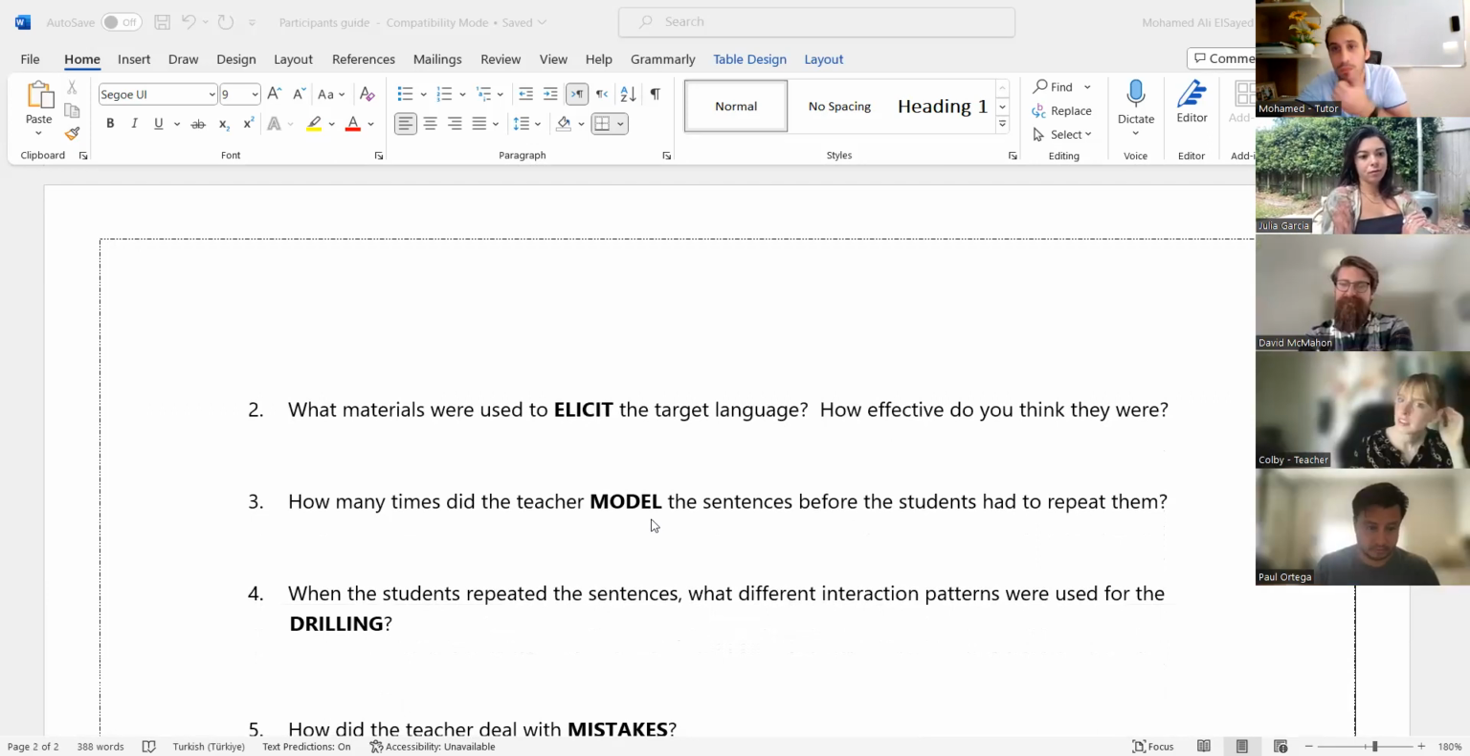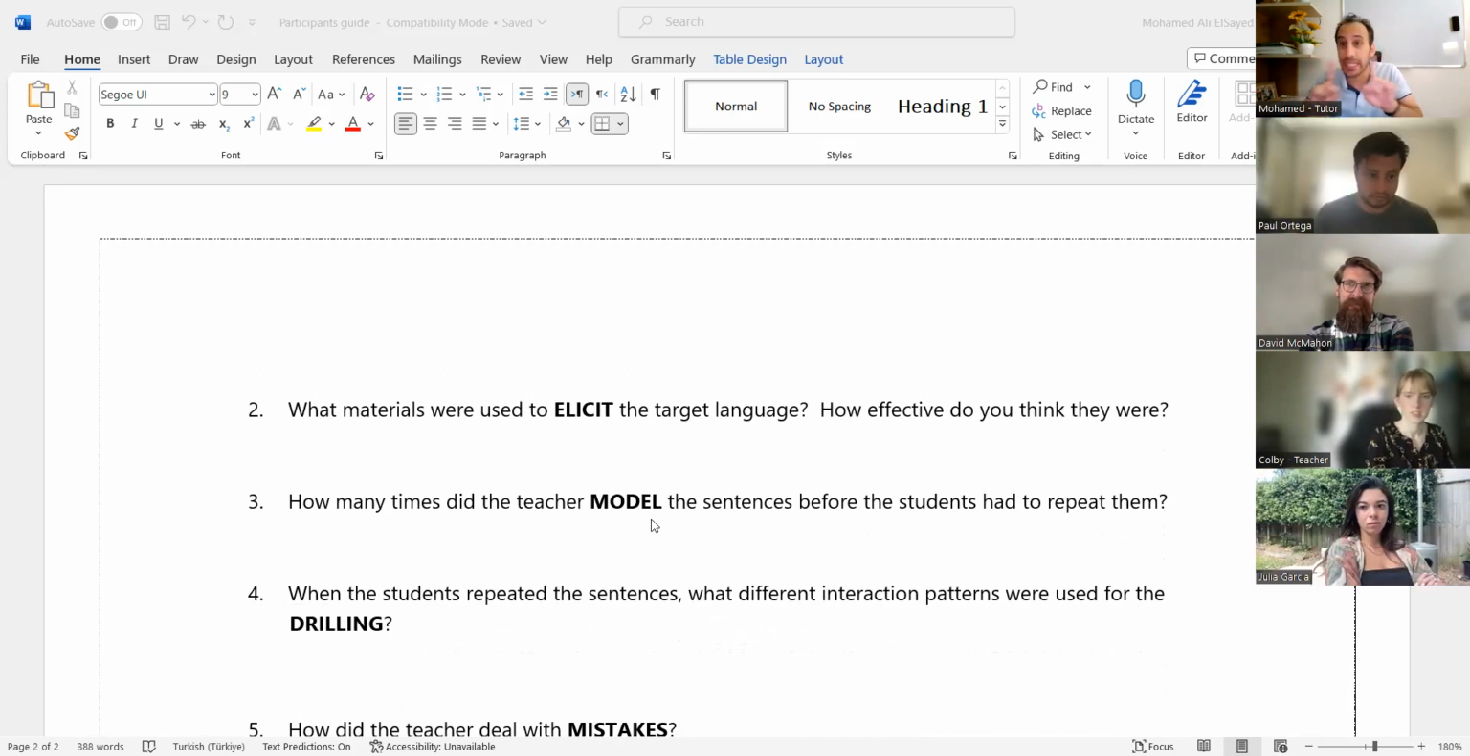Say the sentence out loud so the students can hear how to pronounce it. Excellent answer, Colby. Modeling is the teacher saying the sentence, and drilling is the students repeating the sentence. Model is by the teacher to make sure that the students listened to the correct pronunciation. Then they drill. They repeat after you as a teacher. This is drilling.